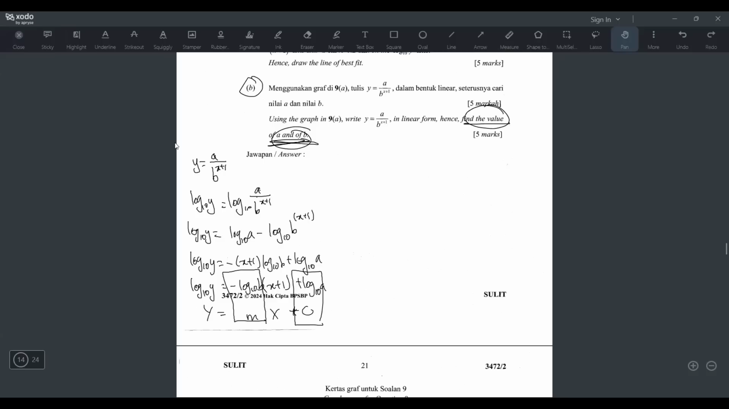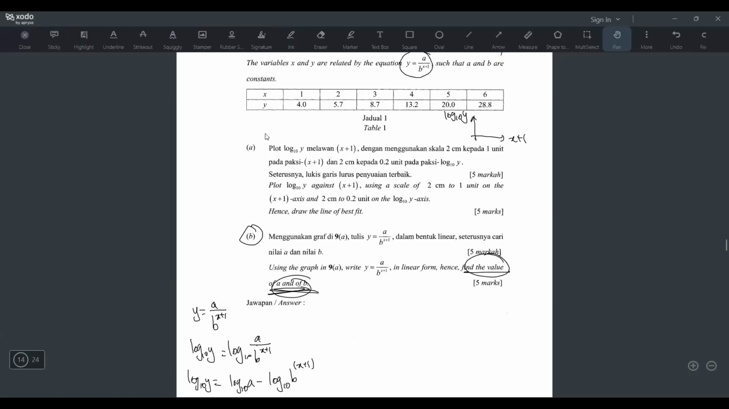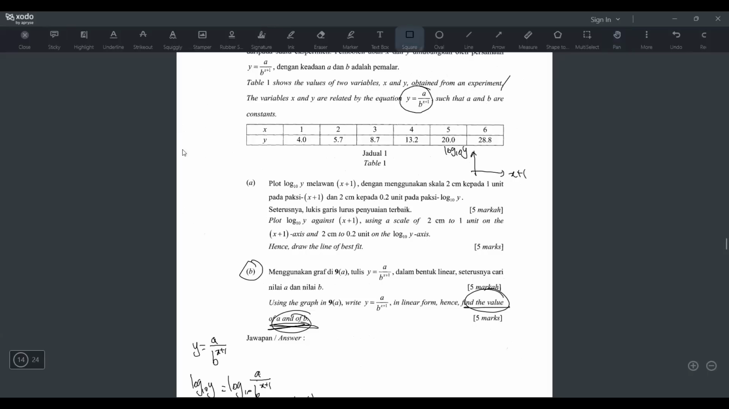Okay, so kalau you tak buat ini, nanti you tak boleh buat part B lah. It's not possible. Okay. Let's do part A first. So part A disuruh lukis graph, but you still need to do one more thing. You kena buat jadual baru. You have to do a new table.